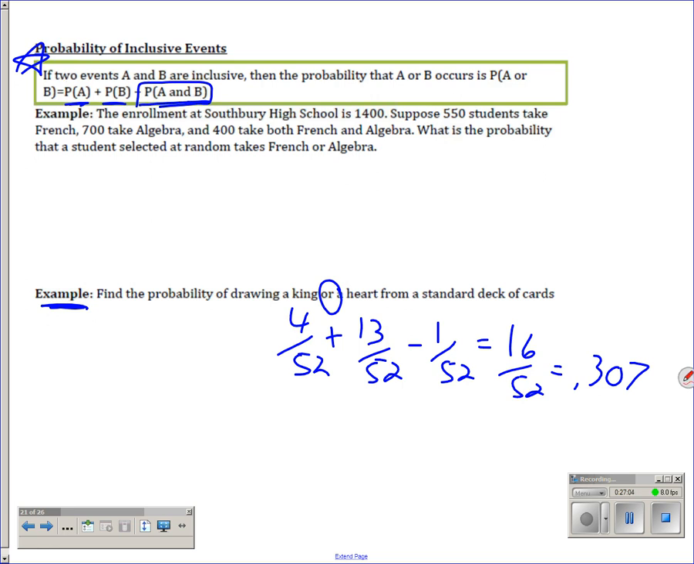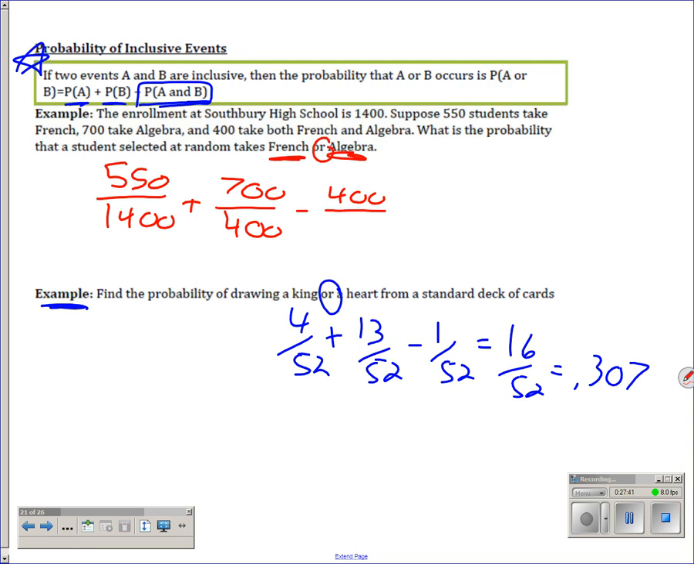Okay, well, "or" means to add. So we need to find the probability of French, and the probability of algebra, and add those together. But are they mutually exclusive? Well, no, because you could be in both French and algebra. So you have to subtract the overlap. What's the probability of being in French? 550 out of 1,400. What's the probability of being in algebra? 700 over 1,400. If I do that, I'm counting some of them twice. I've got to subtract the overlap, 400 out of 1,400.